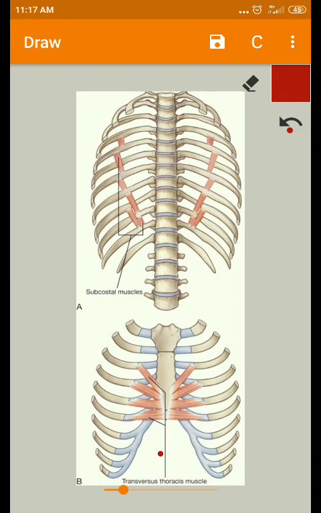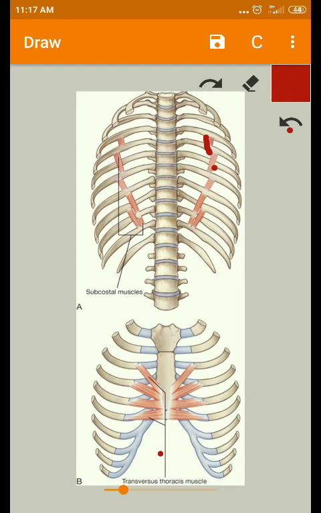The subcostalis muscle stretches from the inner surface of one rib near the angle to the inner surface of the second or the third rib below, so that means alternate. So it may attach to the same rib, the adjacent rib, or it may cross one rib to the other rib. So that is the attachment of this subcostalis muscle.